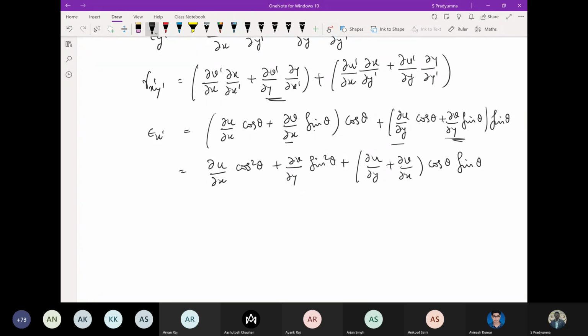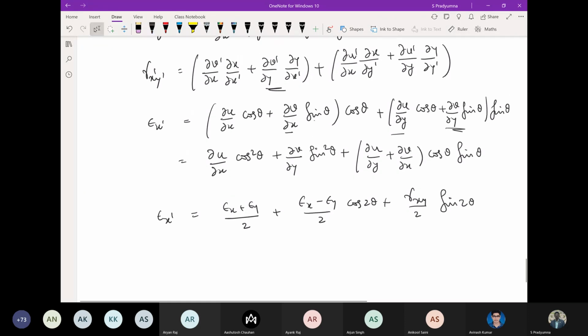This I can simplify by considering the trigonometric relation. Epsilon x dash is now equal to epsilon x plus epsilon y by 2 plus epsilon x minus epsilon y by 2 into cos 2 theta plus gamma xy. Cos theta sin theta is sin 2 theta by 2, so gamma xy by 2 into sin 2 theta.